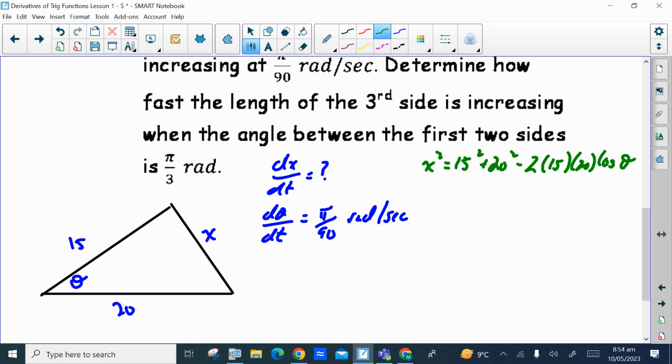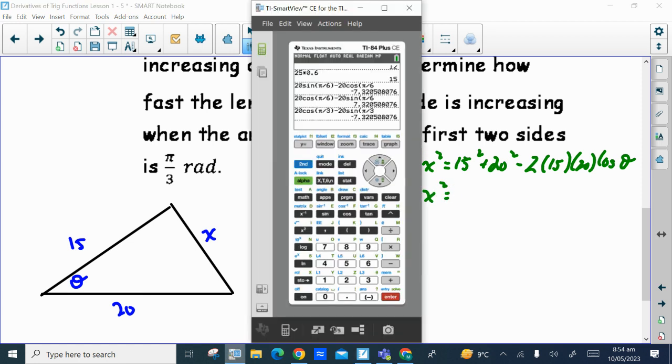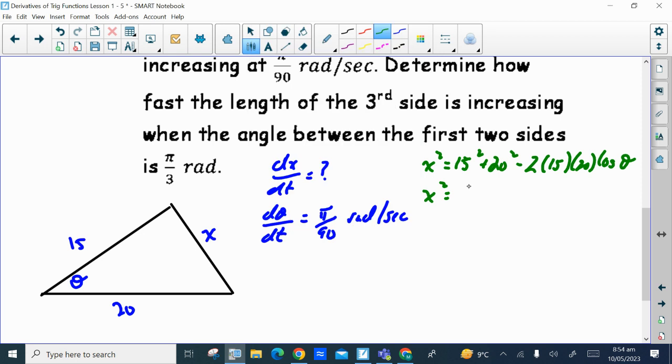Now we can simplify this expression. 15 squared plus 20 squared is 625, minus 2 times 15 is 30, times 20 is 600 cos theta.